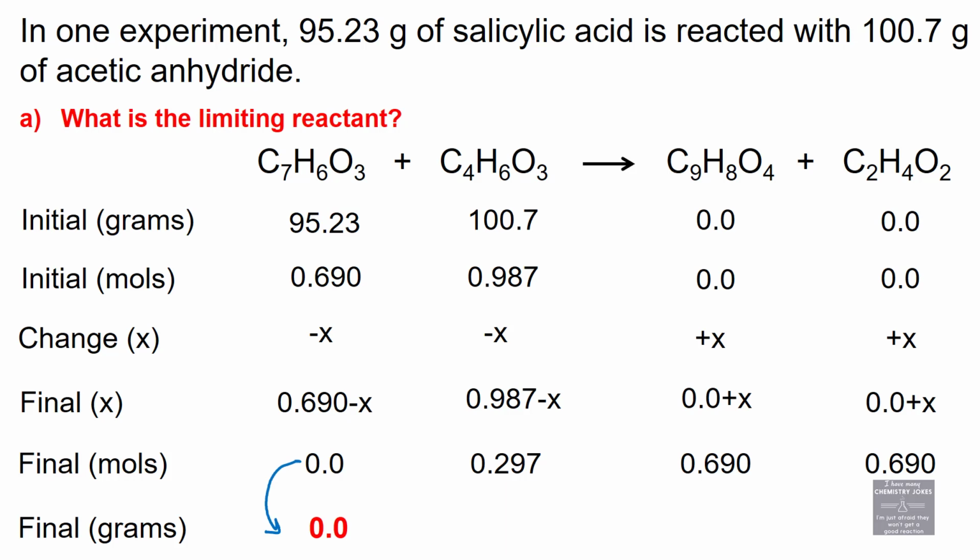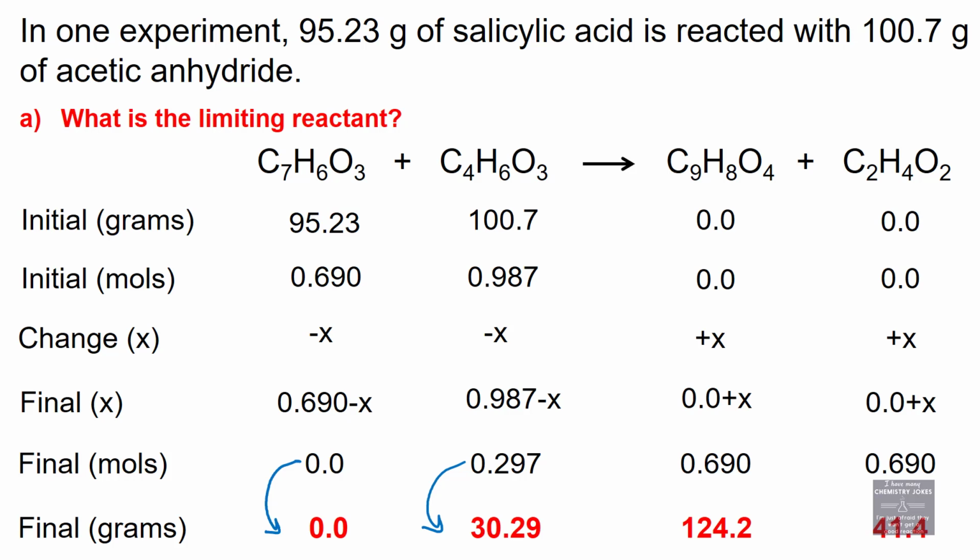Well, 0 moles is obviously going to be the same as 0 grams. For 0.297, you've got to use the molar mass of that thing to get 30.29 grams, this one, and that one also. You should do all that math to the side to make sure that I'm doing it right.